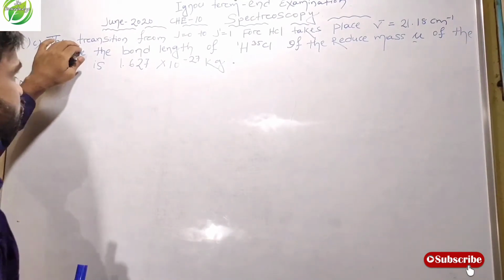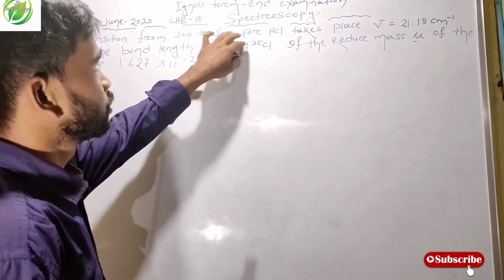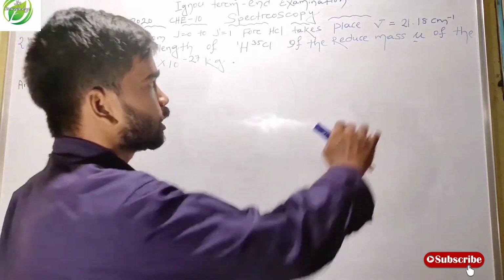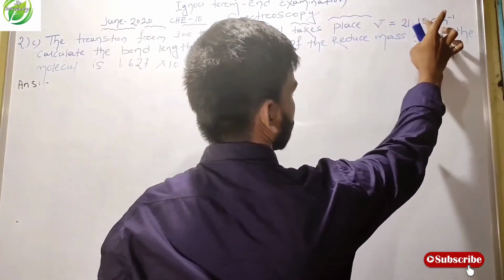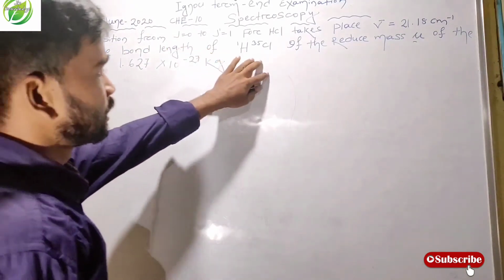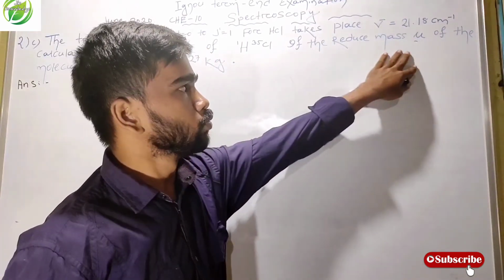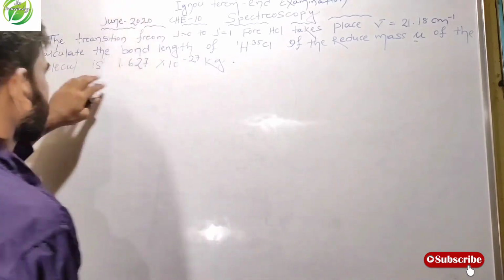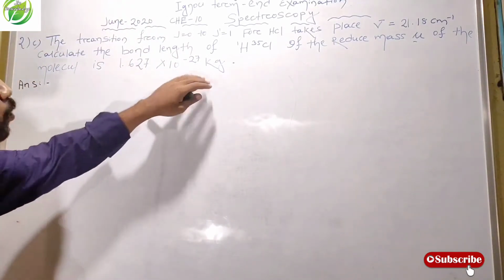The transition from J=0 to J=1 for HCl takes place with an energy difference of 21.18 cm⁻¹. Calculate the bond length of HCl if the reduced mass mu of the molecule is 1.627 × 10⁻²⁷ kg.